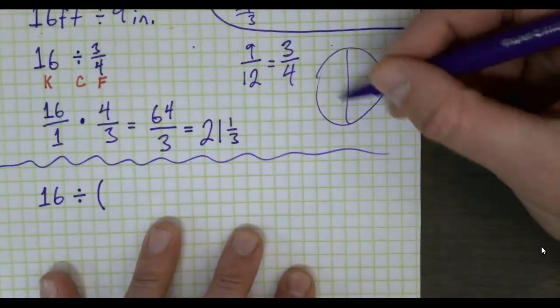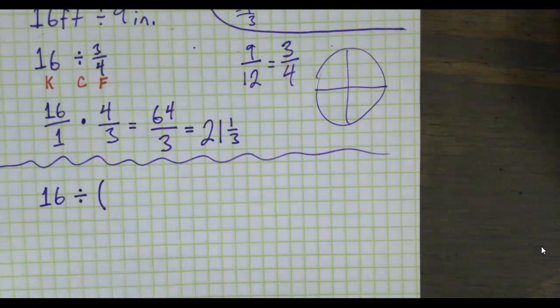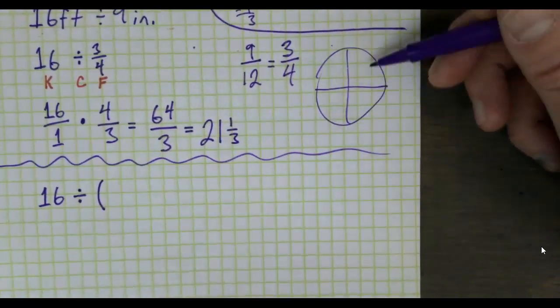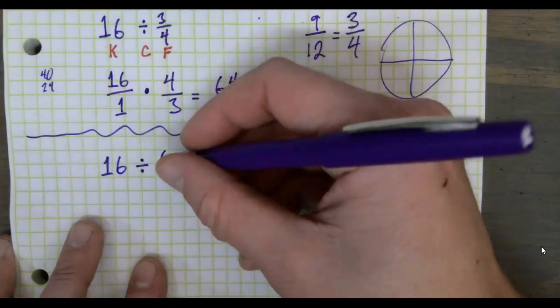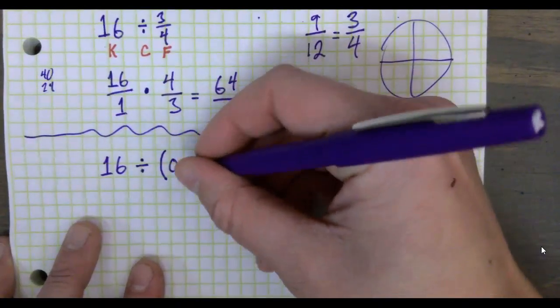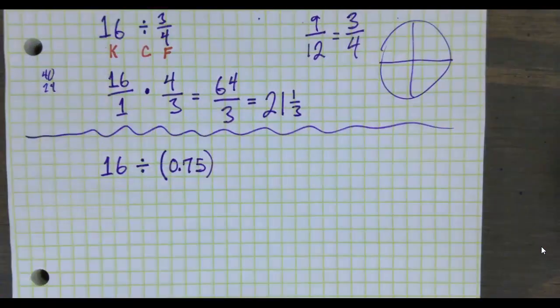3/4, if we think of a pizza or anything else, if you have 3/4 of it, what decimal or what percent, we can think in a few different ways. Or if you think money, if you have 3/4, it's 0.75, right? Or 75%.